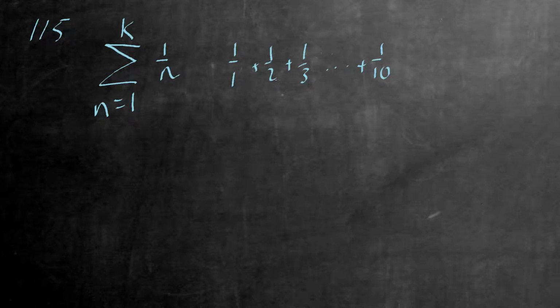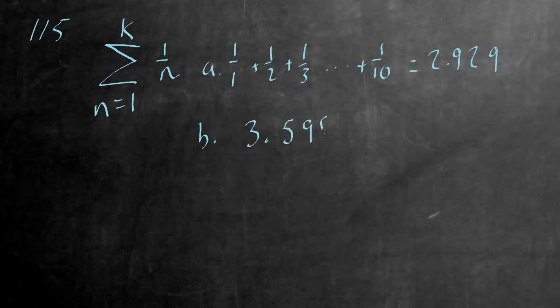Well, 1, 1/2 plus a third. I get, when I type it in my calculator, 2.929. So we are getting bigger. Now let's try it when we type in 20. I get 3.598. Type in 100.